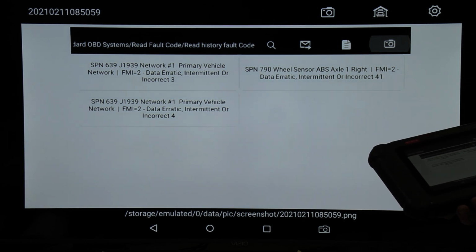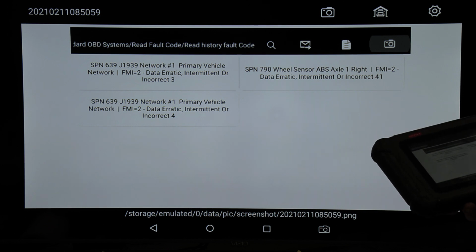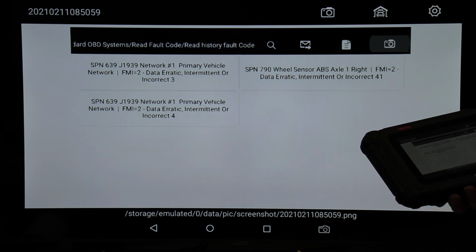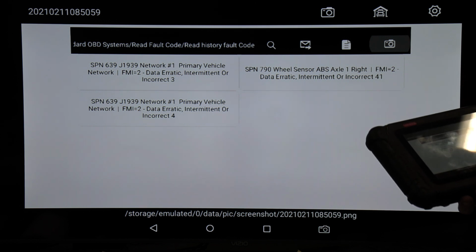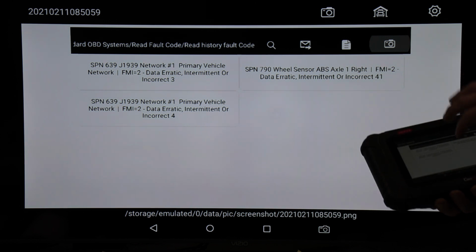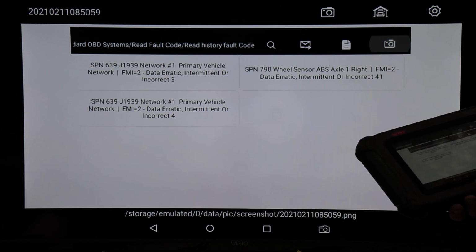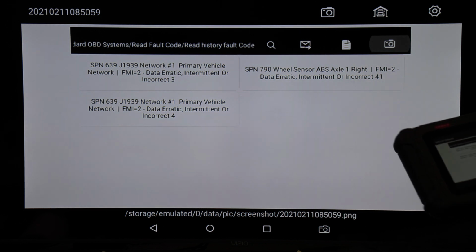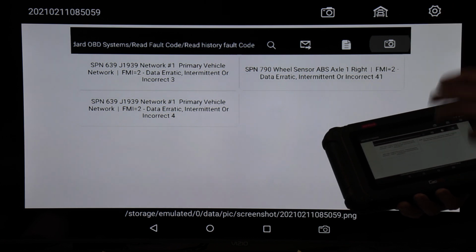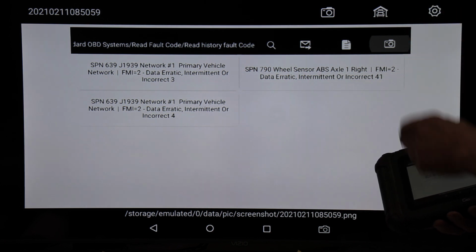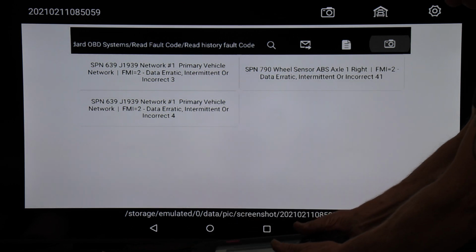WABCO Toolbox, for example, you have to purchase it, okay? So maybe you're not the type of shop, well, I get some ABS stuff, but I kind of muddle through it. I don't want to purchase that, and so on and so on. The easiest thing to do is you have the scan tool, you get your code, okay?